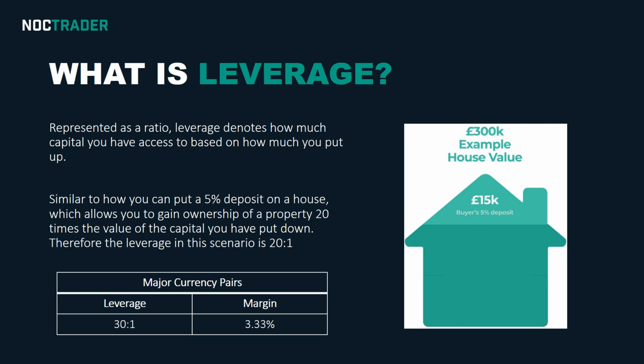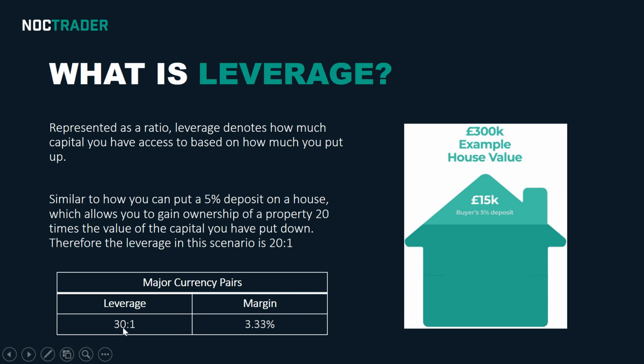You can do the same when trading CFDs or spread betting. When it comes to major currency pairs, you get a leverage of 30 to 1, and that means a margin of 3.3%. So leverage is all about how much money you get access to based on how much money you put up. For every £1 you put in your trading account, you can trade as if you have £30.